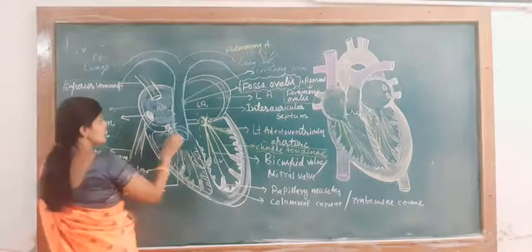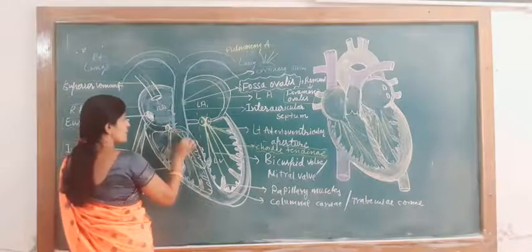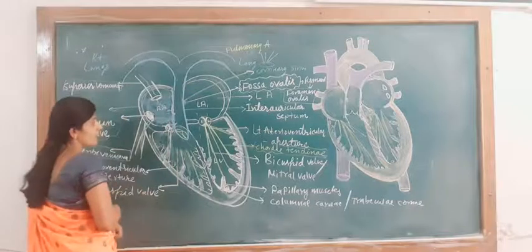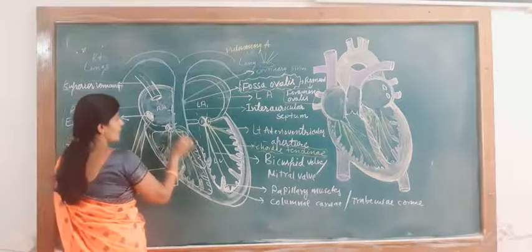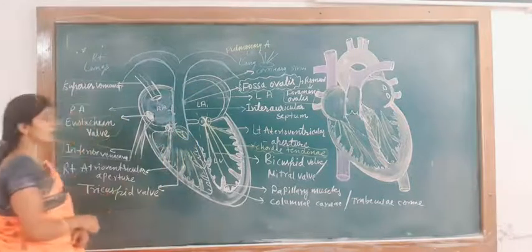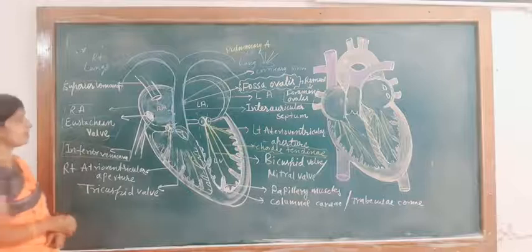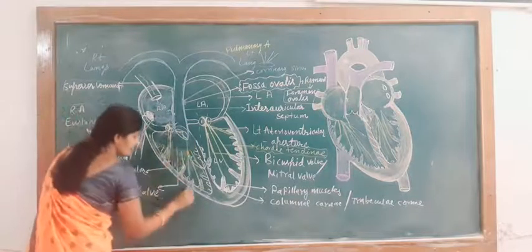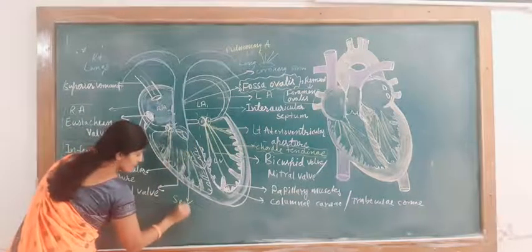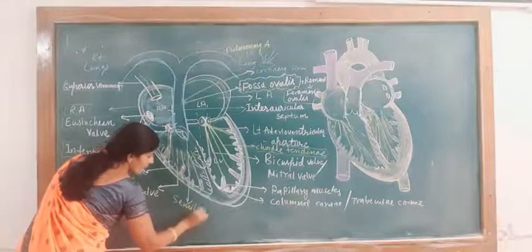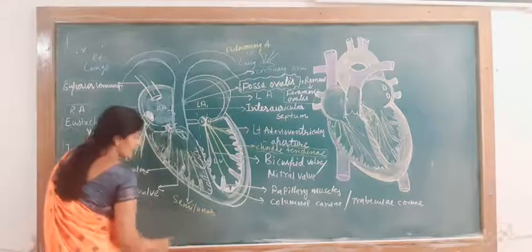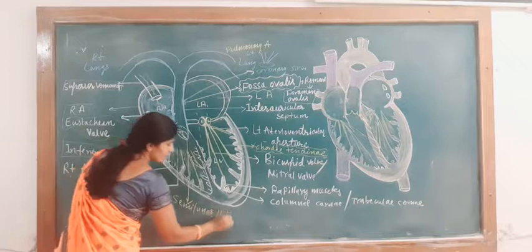Then this pulmonary aorta is also guarded by three semicircular valves called semilunar valves. Semi means half, lunar means like a moon. Semilunar valves.